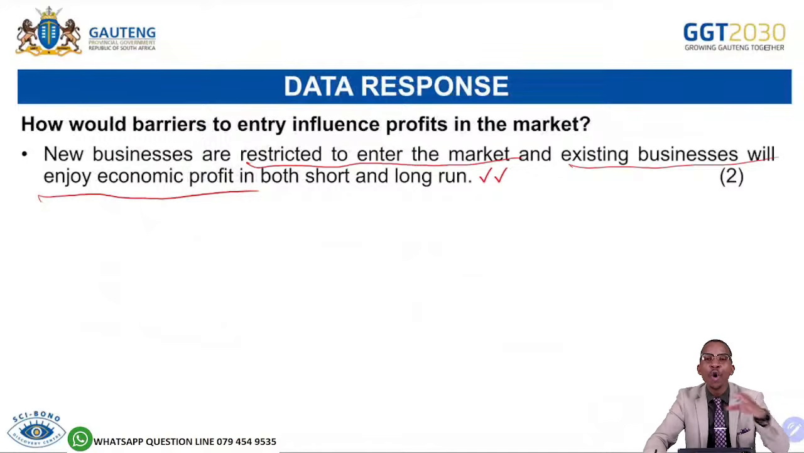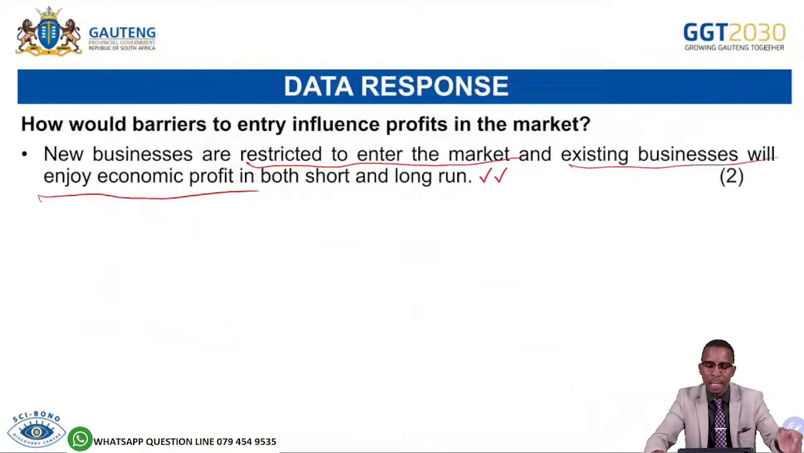But should there be no barriers to entry, there will be a high level of competition. That will allow new firms to enter the market easily and compete, which will increase competition and reduce the profits enjoyed by firms in the short run to normal profit or even economic loss in the long run, because there are no barriers to entry. So the question is open here. How do barriers to entry influence profits in the market?